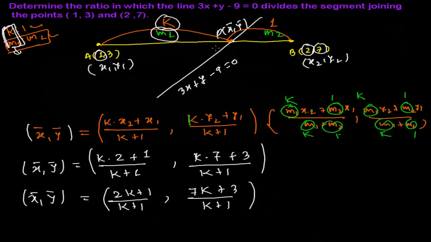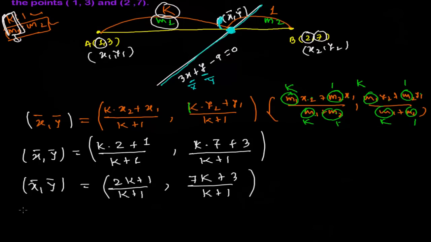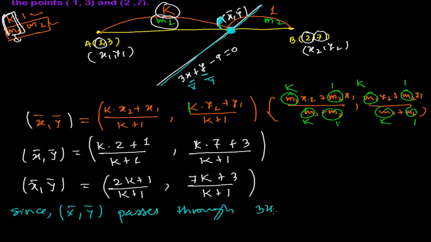So I got my X bar, Y bar. And do you know, friend, this P point is actually passing through the line 3x plus y minus 9 equals 0. This P point lies on this line. So if I replace x with x bar and y with y bar, then it should satisfy it. This is the rule. So since x bar and y bar pass through the line 3x plus y minus 9 equals 0, therefore I can write 3x bar plus y bar minus 9 equals 0.